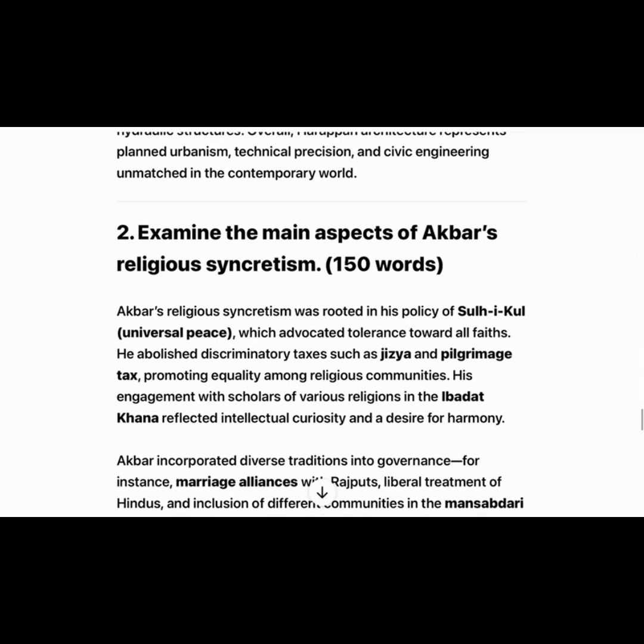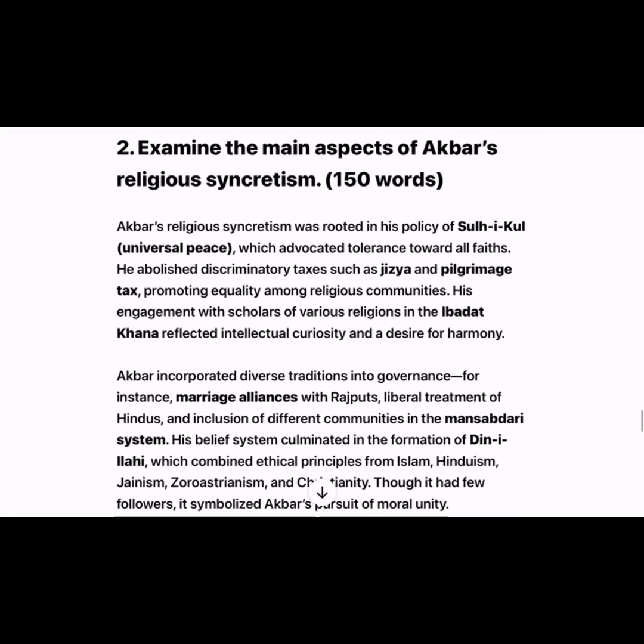Second question. Examine the main aspects of Akbar's religious syncretism. Akbar's religious syncretism was rooted in his policy of Sulh-e-Kul, universal peace, which advocated tolerance towards all faiths. He abolished discriminatory taxes such as jizya and pilgrimage tax, promoting equality among religious communities. His engagement with scholars of various religions in the Ibadat Khana reflected intellectual curiosity and a sense of harmony.